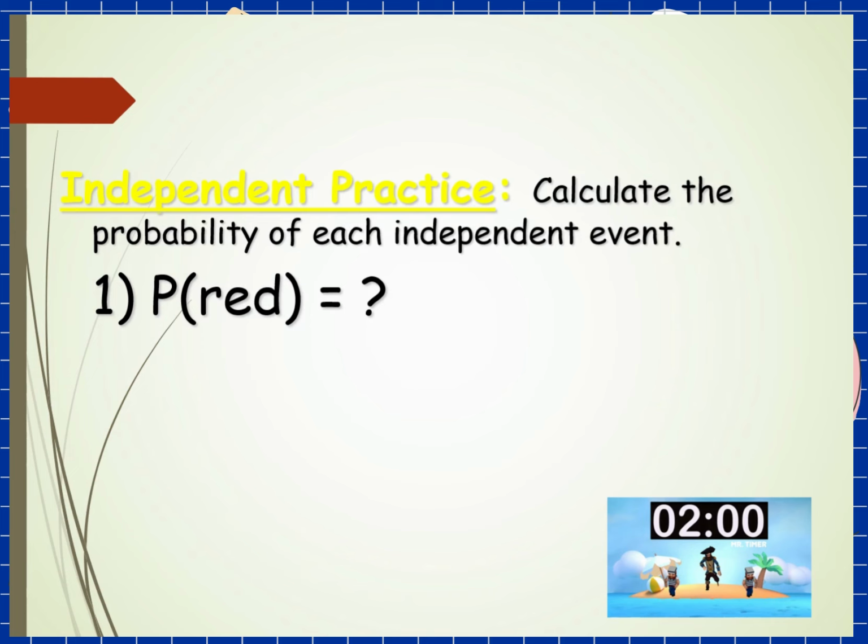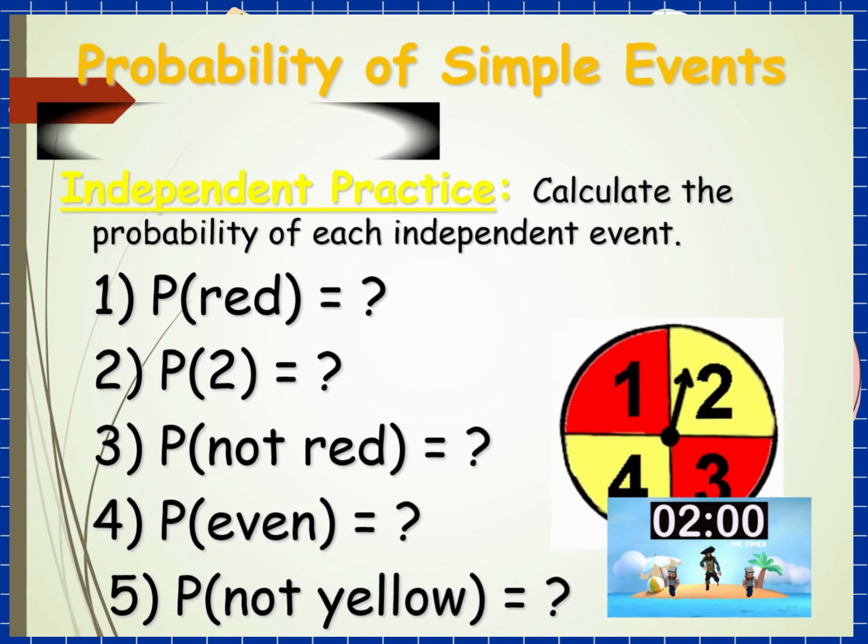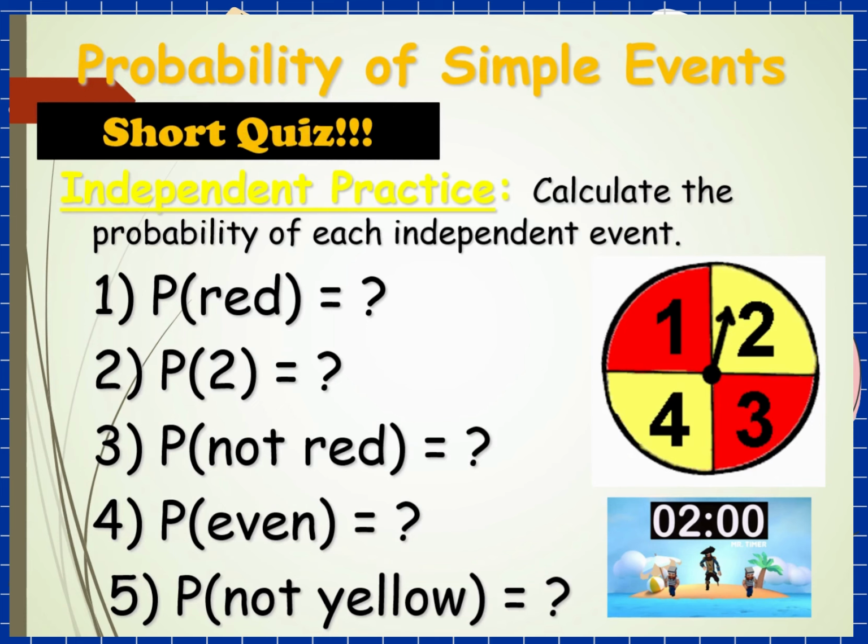Now let's see if you really understood the lesson for today. This will be an independent practice. Calculate the probability of each independent event. We have item number 1, P of red. Item number 2, P of 2. Item number 3, P of not red. Item number 4, P of even. And item number 5, P of not yellow. You will be given 2 minutes to do the activity.